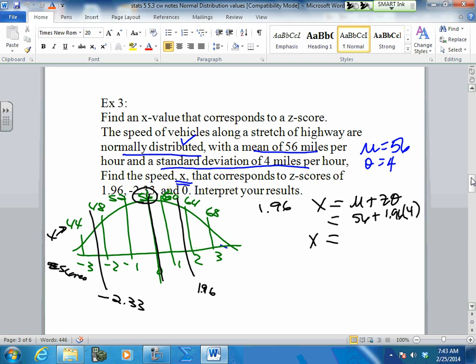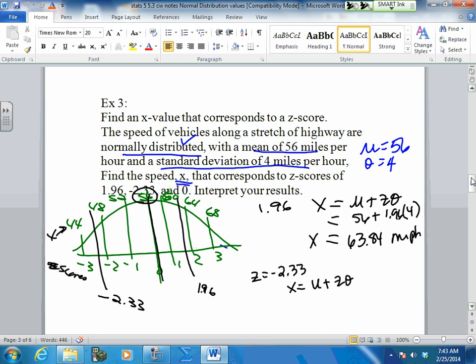This is the reverse of what we normally do. Normally we say, find me the z-score. We say the x minus the mean over the standard deviation, and we find the z-score. This is reversed. So when you find this, it is going to be 63.84 miles per hour. And we said it would be real close to the 64. This is the x value that corresponds to that. If I want to find the negative 2.33, I do the same formula again.